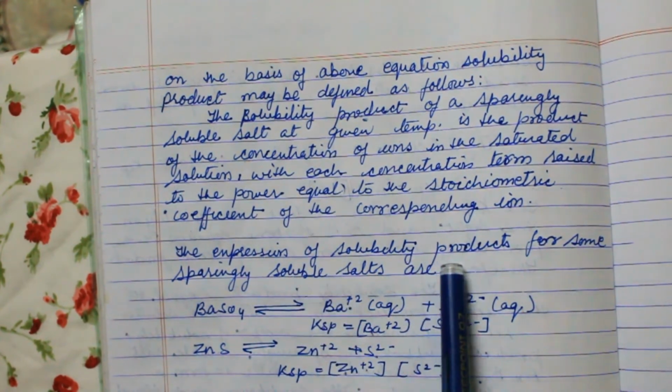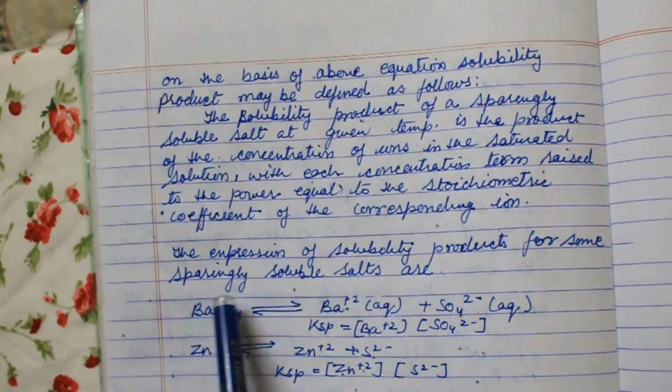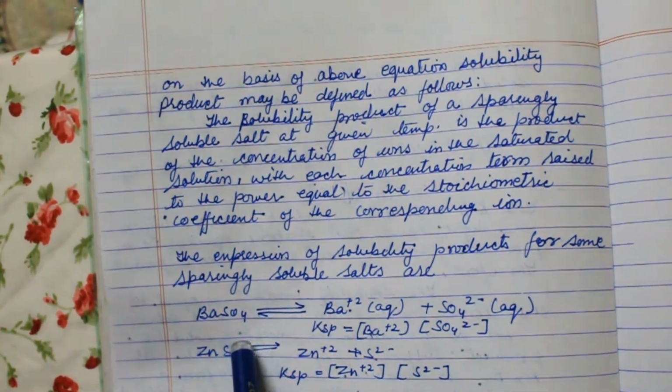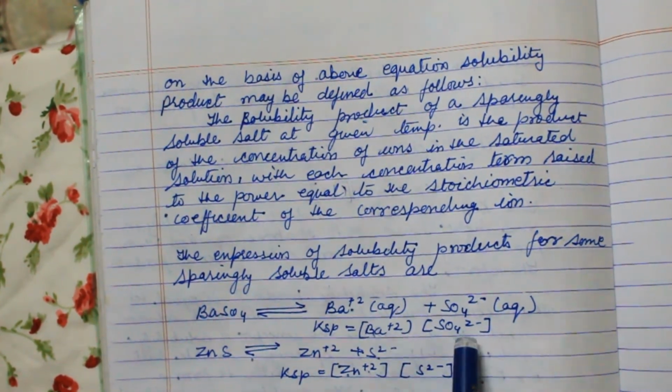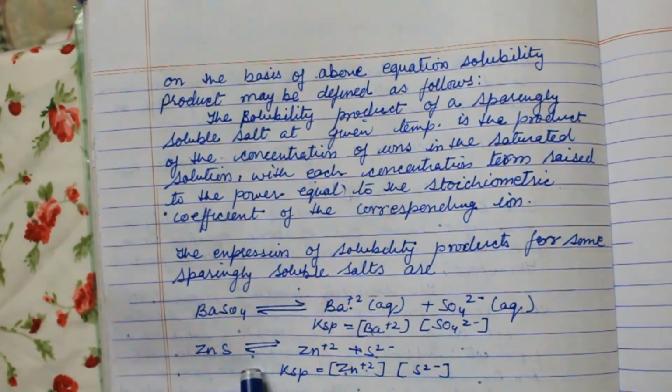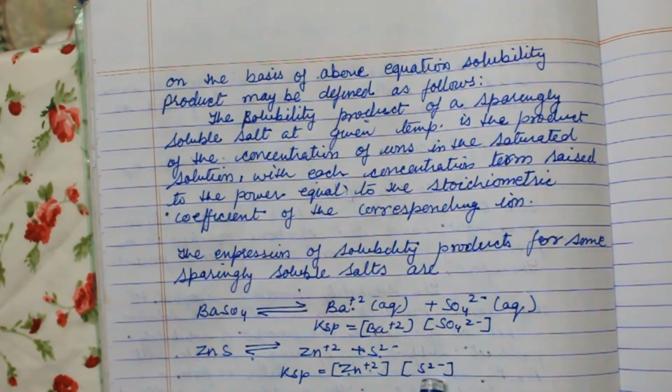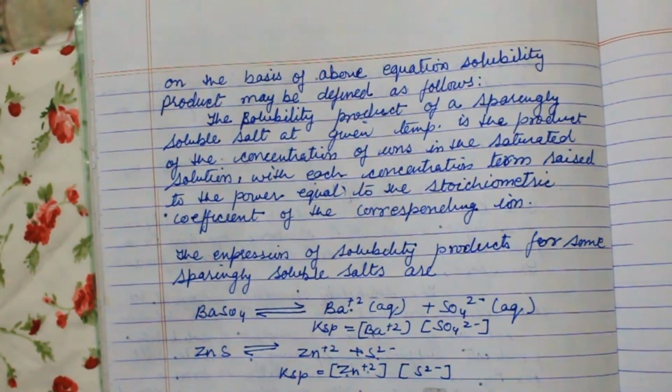The expressions of solubility product for some sparingly soluble salts are: BaSO4 has solubility product Ksp = [Ba2+][SO4 2-], and ZnS has solubility product Ksp = [Zn2+][S2-]. So my question for today is: what is solubility product?